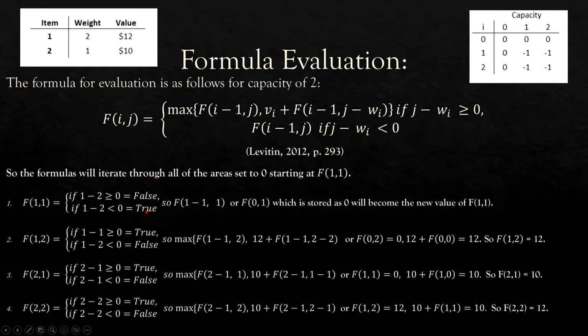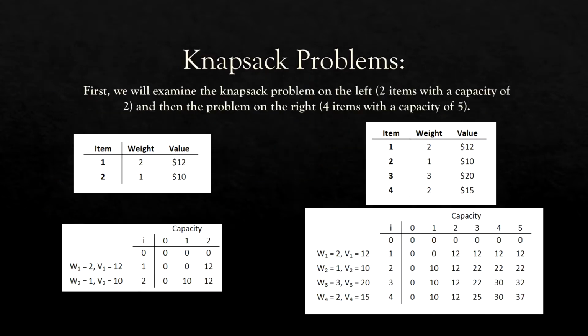Obviously, -1 is less than 0, so our f of 1 minus 1, as we follow this formula here, f of i is 1, minus 1, and j, which is also 1, we get an f of 0, 1, which currently has it stored in 0, 1, a 0. So this gets returned as the value of f1, 1. So f1, 1 becomes a 0. And if we go back to our solution, you'll see that f of 1, 1 is 0.